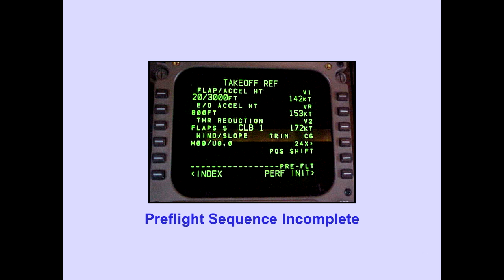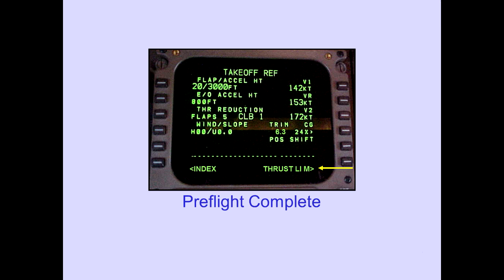If the pre-flight sequence is incomplete, pre-flight will still be displayed on the takeoff page, and a prompt below directs the crew to the unfinished page. When all items in the pre-flight are complete, pre-flight is replaced by dashes and the thrust limit page prompt is displayed.